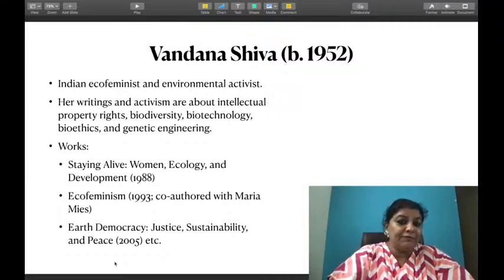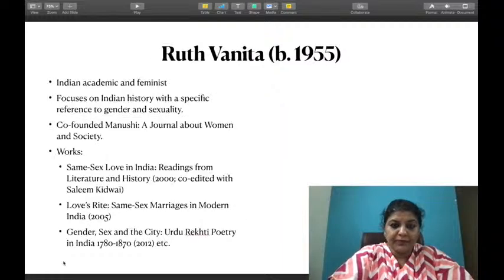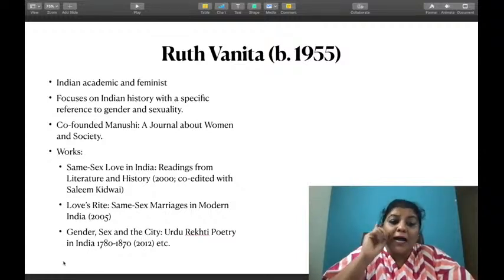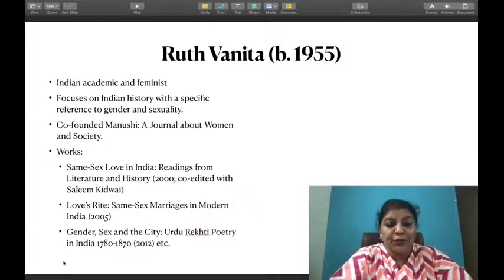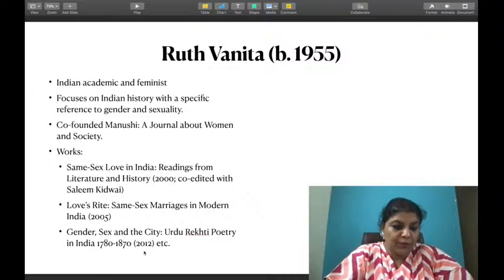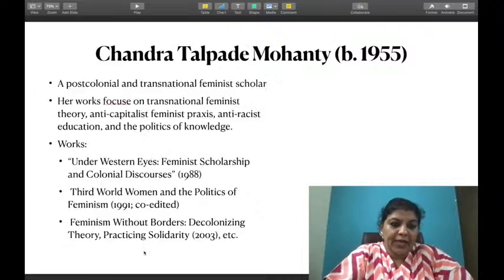Vandana Shiva, eco-feminist. Then Ruth Vanita. Ruth Vanita focuses on Indian history and co-founded Manushi, a journal about women and society. They might ask all that. Her books include Same-Sex Love in India, Love's Rite: Same-Sex Marriage in India and the West, Gender, Sex and the City. So she has written a lot for LGBTQ people also.